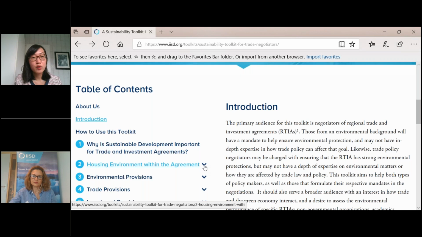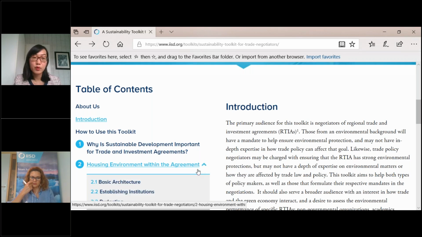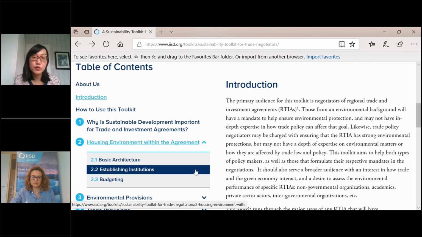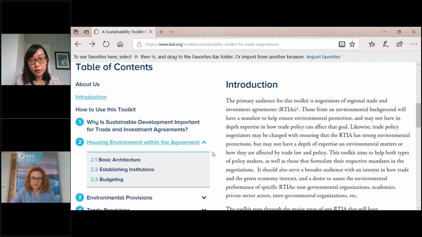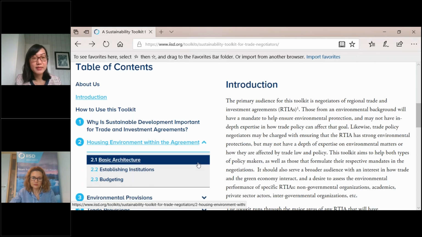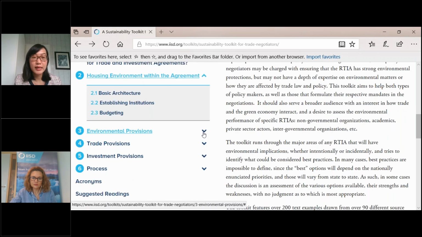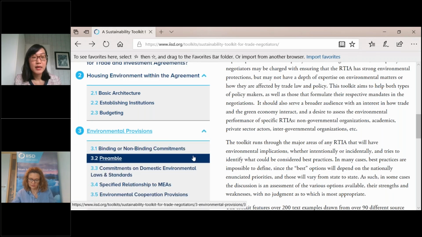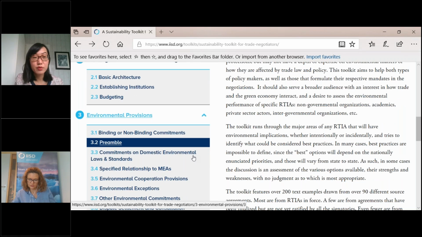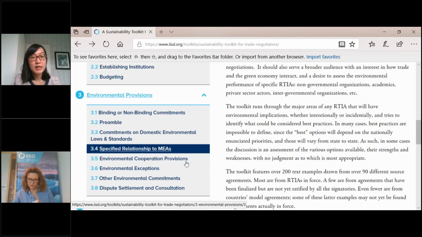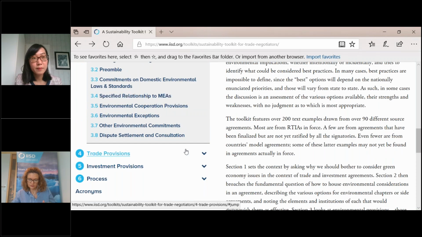And then we continue with how to address the environment in the agreement. What are the possible solutions? What are the possible ways to do this? Do we need a side agreement, or an independent chapter, or an annex? You can find answers here in this section. And the next three sections include more detailed examples and analysis of environment-related provisions in different parts of the agreement.